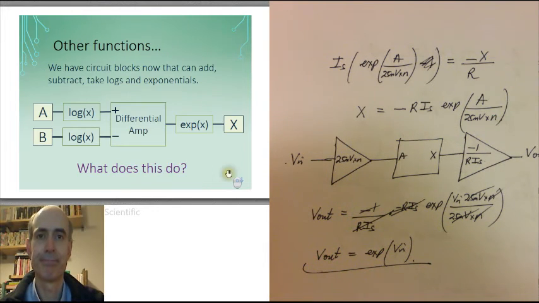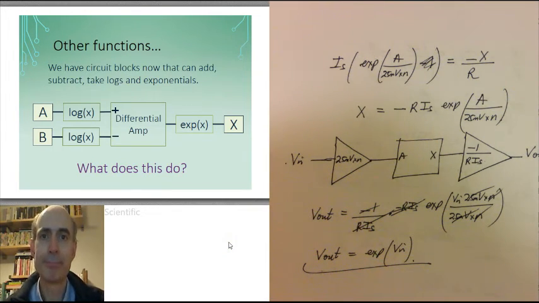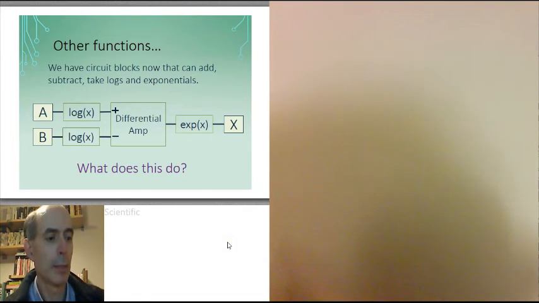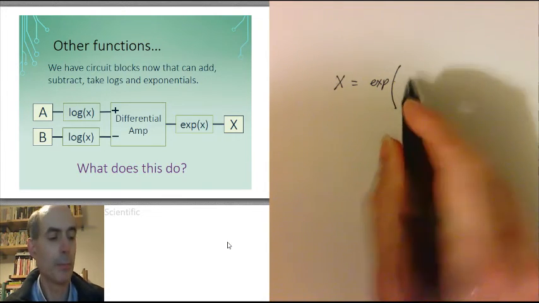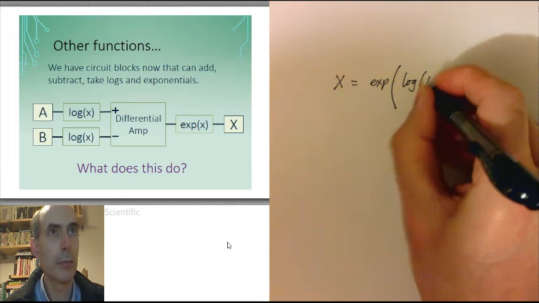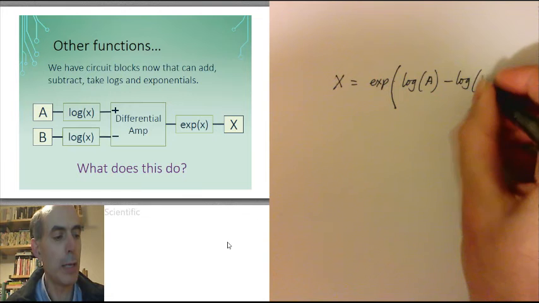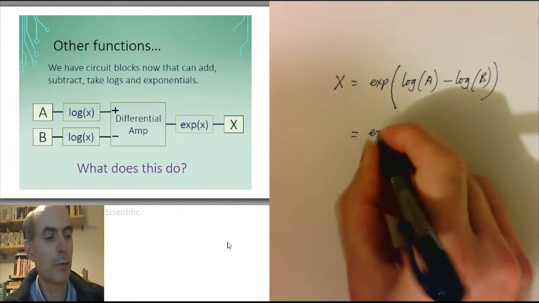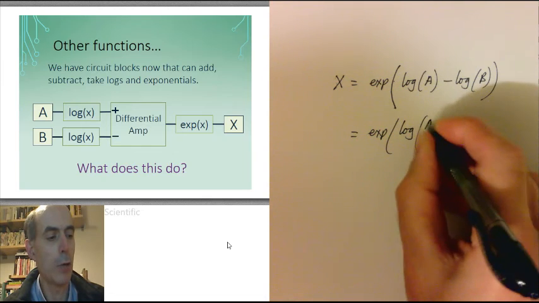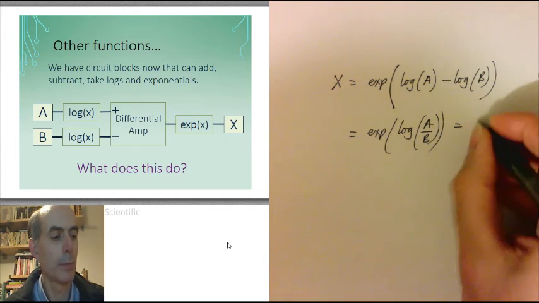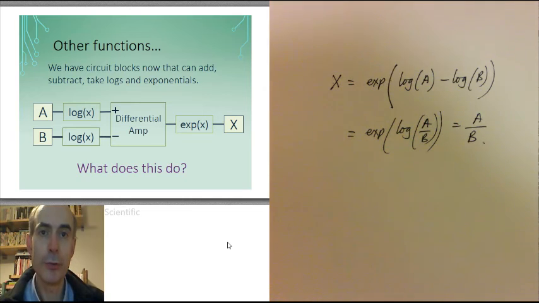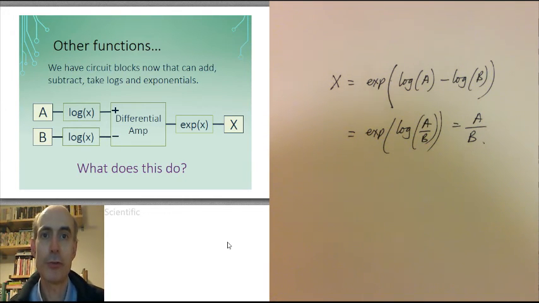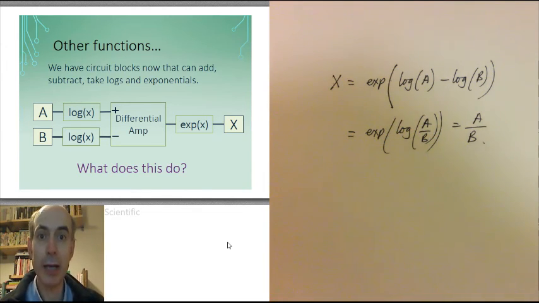Right. What does this do? Well, X, our output, is the antilog of the difference between the log of the input A and the log of the input B, which is the antilog of the log of A over B, in other words, A over B. We've built a circuit that can divide two voltages and give an output which is the ratio of two input voltages. And you can actually buy little analog chips which have exactly this function.